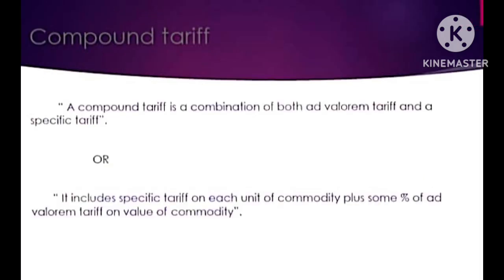Talking about third kind of tariff is compound tariff. A compound tariff is a combination of both ad valorem tariff and a specific tariff. It includes specific tariff on each unit of commodity plus some percentage of ad valorem tariff on value of that commodity. Basically, it means it imposes a tax on imported goods based on the number of imported goods and value of that imported goods. That is the compound tariff.